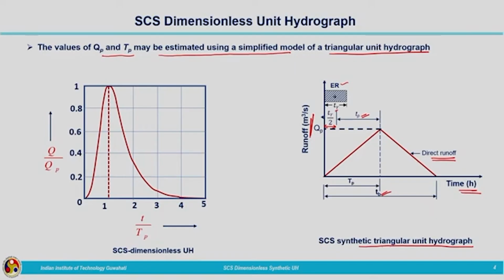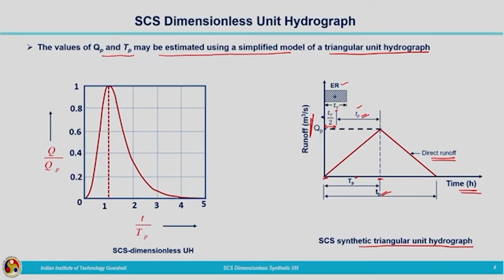Time to peak is the time starting from the beginning of the direct runoff to the peak of the unit hydrograph, that is represented by capital TP. Don't get confused with small tp and capital TP. Capital TP is the time starting from the beginning of the runoff to the peak of the runoff, or the time of rise. This can also be called the time of rise.